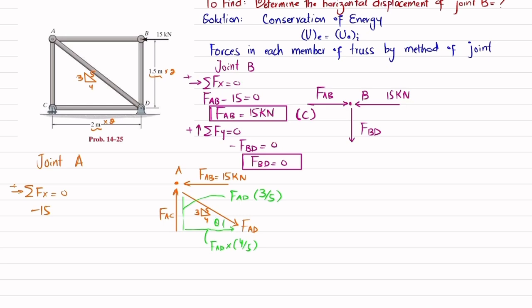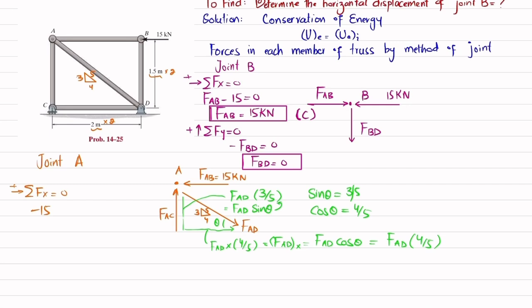How? Because you can see this is theta. So if you take sine theta, sine theta is equal to 3 over 5 and cos theta is equal to 4 over 5. So this is the horizontal component, the x component, which is equal to FAD cos theta. If you replace cos theta, it will be equal to FAD 4 over 5. And same here, this is equal to FAD sine theta, and sine theta is 3 over 5.